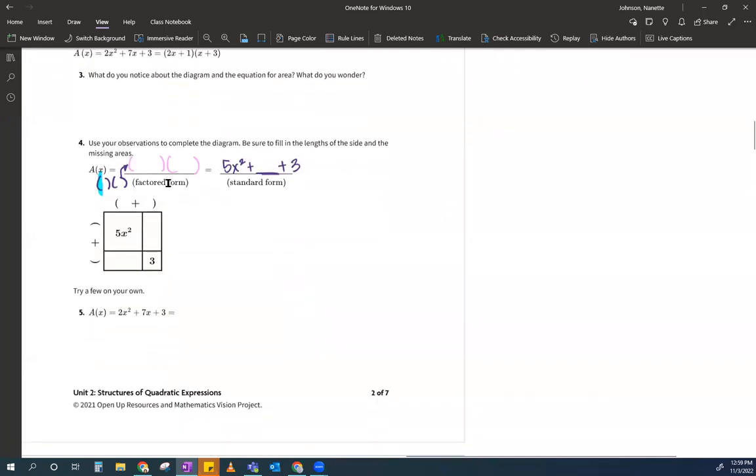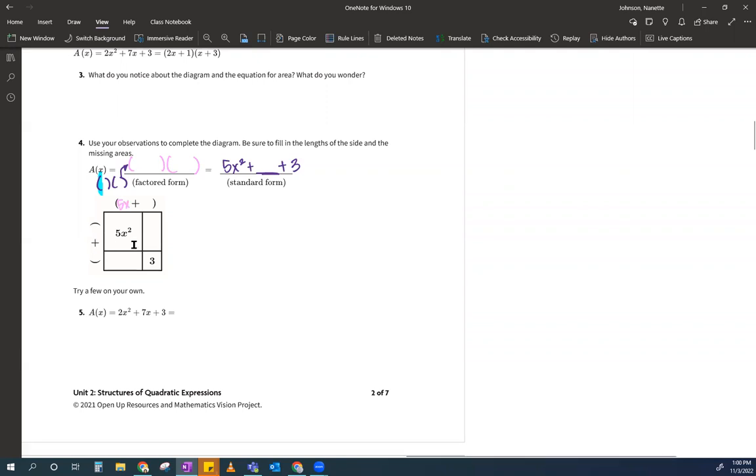Okay, so now what I want to do is apply that here, right? So I know that 5x squared goes there and 3 goes there. So now I'm looking for what times what can give me 5x squared. What times, yeah, so I'm going to put a 5x here on top. Now again, if you want to put the 5x here on the side, that's fine too.